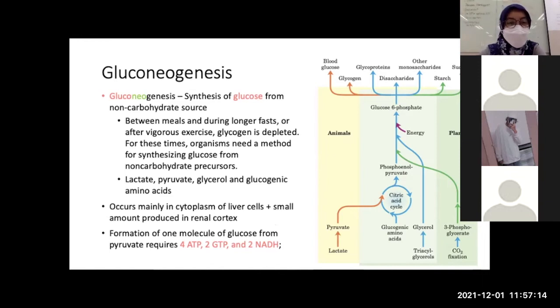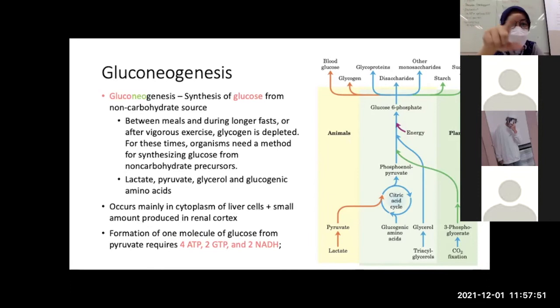Okay, so in gluconeogenesis, the starting point is lactate, pyruvate, glycerol, glucogenic amino acid. These four things, that's the starting point. End point is glucose. Okay, this gluconeogenesis will require 4 ATP, 2 GTP, and 2 NADH.